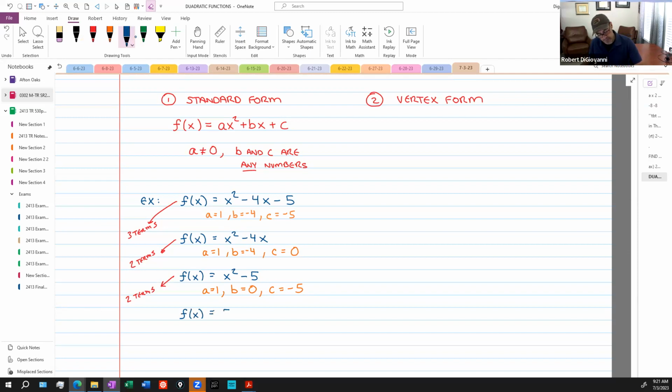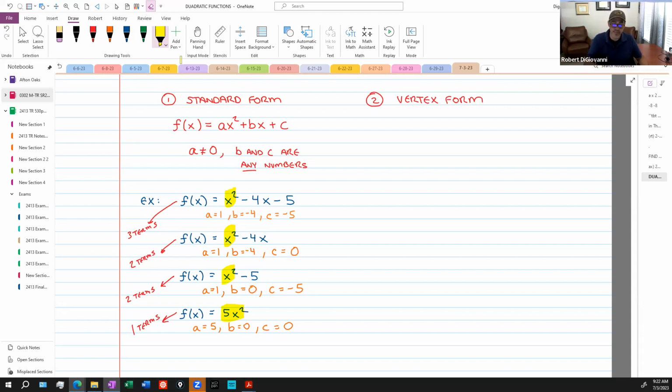where you have something like, I don't know, 5x squared. And in that case, a is 5, the number in front of x squared is 5, not 1. And both your b and your c are 0. And those are the only ways that you could possibly see a quadratic in standard form. You're either going to have all three terms, or two terms, or one term. But in every single one of these, you have to have an x squared to be a quadratic. The question is whether or not you've got anything else.